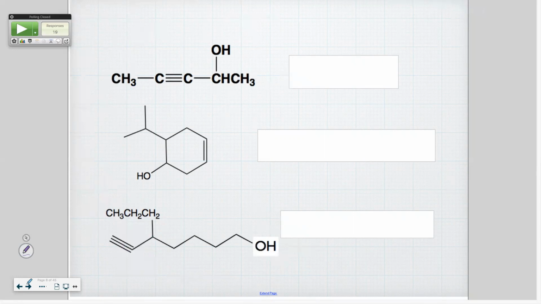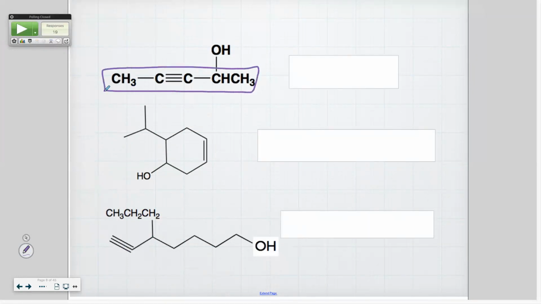I mean, like, work the program. So what's the longest chain? Now, the longest chain has to include what now? The carbon of the OH and your double or triple bond. Usually it's pretty obvious. All right, so what is it? How many carbons? 5, right?